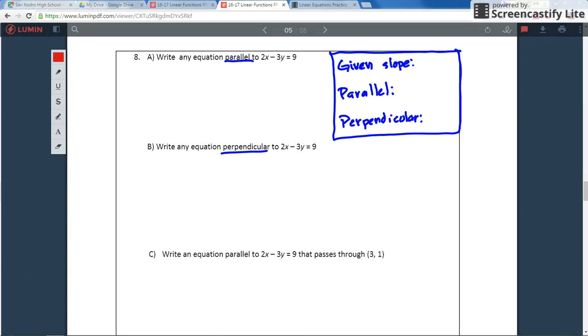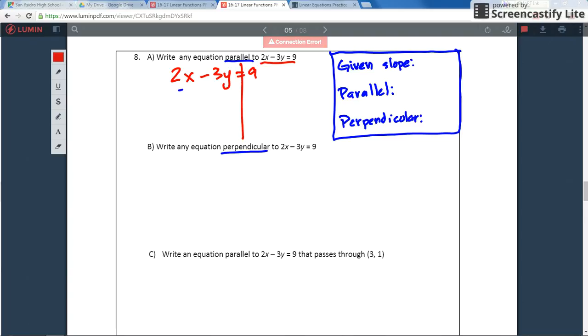All right, so we need to find the given slope. What's the problem with this? Well, we can't find the slope. It's not in the right form. So let's see if we can put it into slope-intercept form, which is y equals mx plus b, and then maybe we'll be able to see our slope.